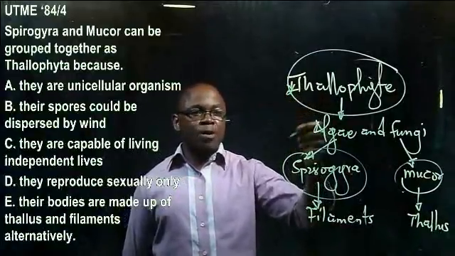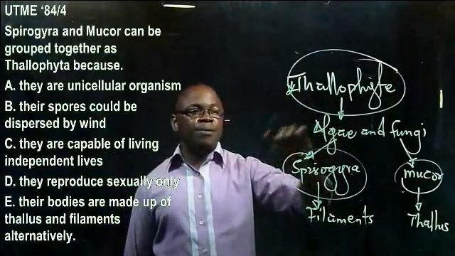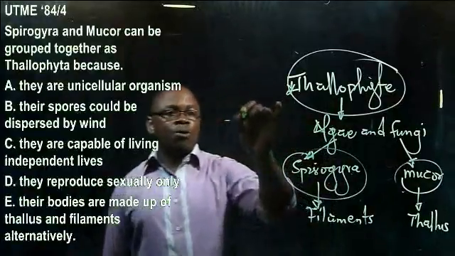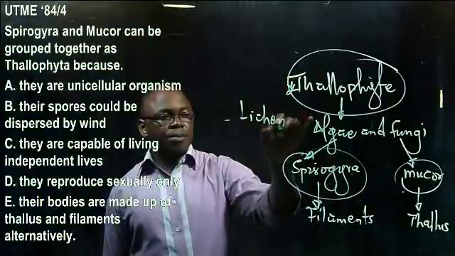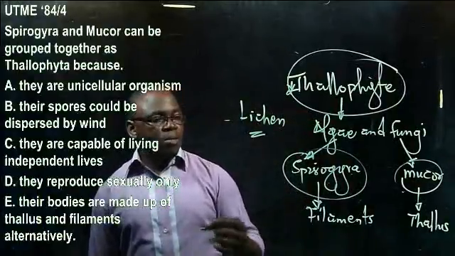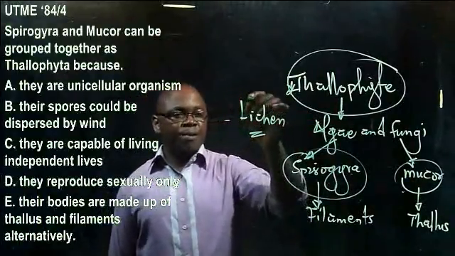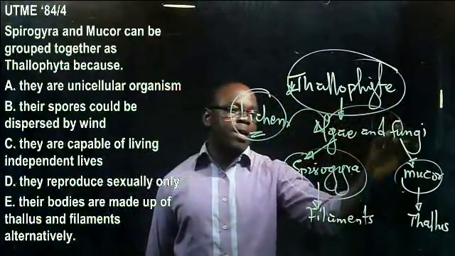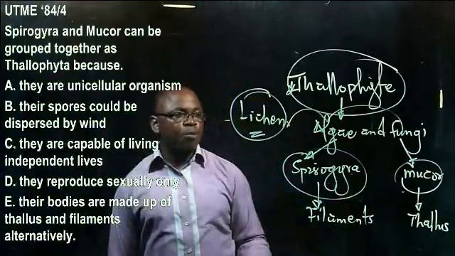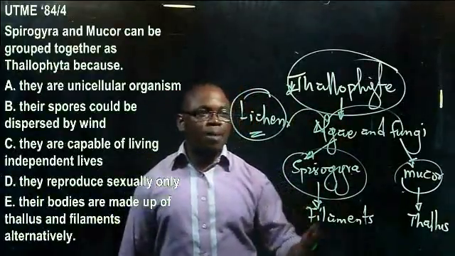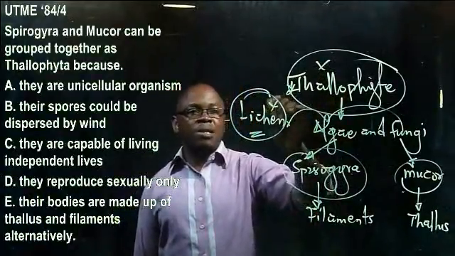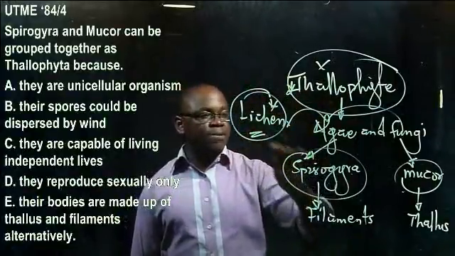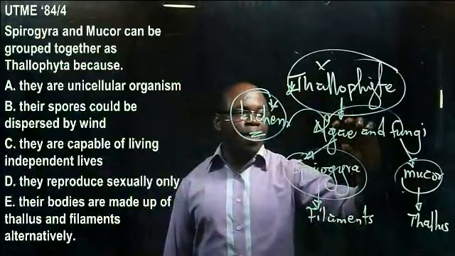But now there is a more recent word that is used to describe a relationship that exists between the algae and the fungi, and that word is lichen. Nowadays in biology, we preferably use the word lichen to describe an association between an alga and a fungus. Whether you come across thallophyte or lichen in your exams, just have it at the back of your mind that we are still referring to an association between an alga and a fungus.